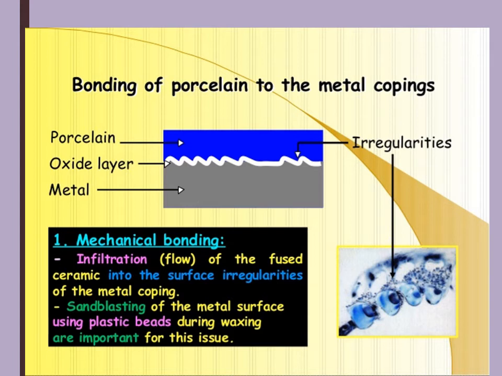So the mechanical bonding basically takes place by irregularities, the infiltration of the fused ceramic into the surface irregularities. What we do is we carry out sandblasting, or we make surface irregularities on the metal. So at high temperature, the molten porcelain fuses into these surface irregularities and roughnesses, and they get interlocked. So this is how mechanical bonding takes place, by the flow of the ceramic into the irregularities of the metal.